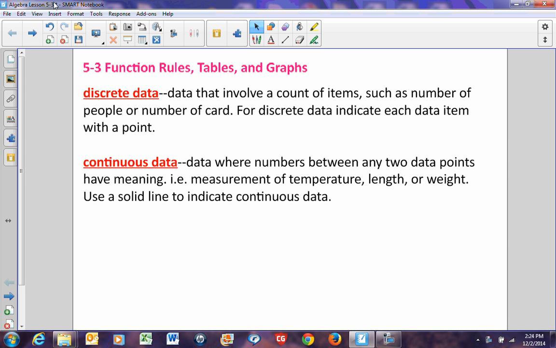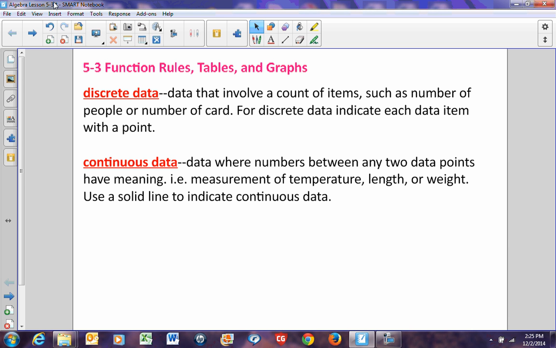For discrete data, indicate each data item with a point. Because we're talking about discrete things, things that you can count, you can't count half of things. You can't have half of a person. You can't have half of a hot dog, even though you could probably eat half of a hot dog. You can't sell half of a hot dog. So each item is one whole thing. You can't have parts of them. That's why each item is a point rather than a line.